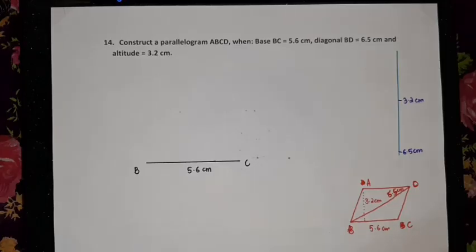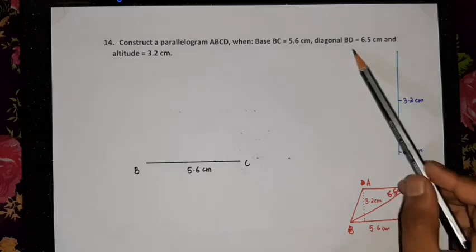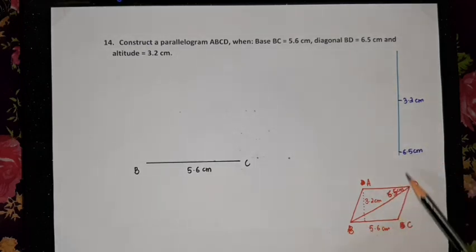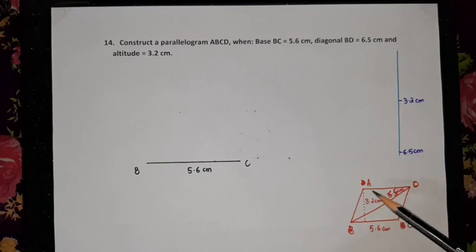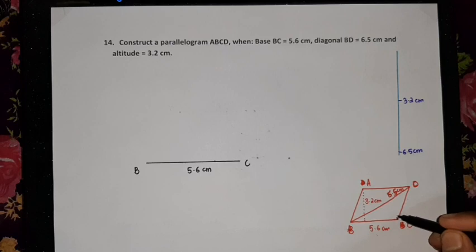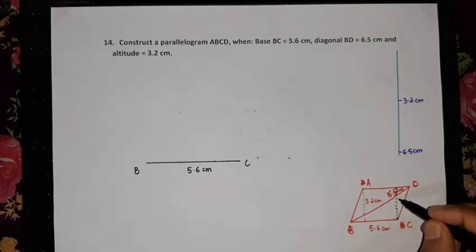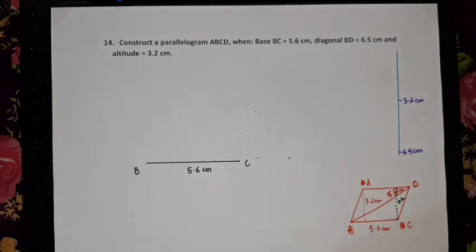Okay, dear students, so this is going to be the last question for parallelogram. Okay, so question says construct a parallelogram ABCD, base BC. So BC is given to be 5.6, diagonal BD, so this is given to be 6.5. And the altitude, that means this height. So far we are drawing height from this way, so let me write here itself. So this is given to be 3.2. Now we need to construct this particular parallelogram here.